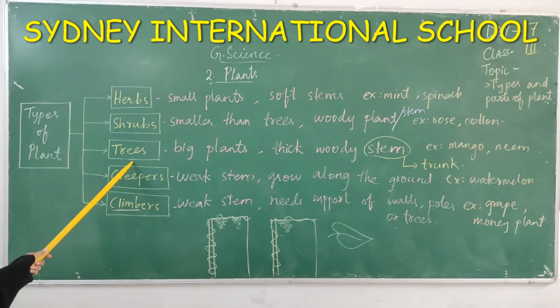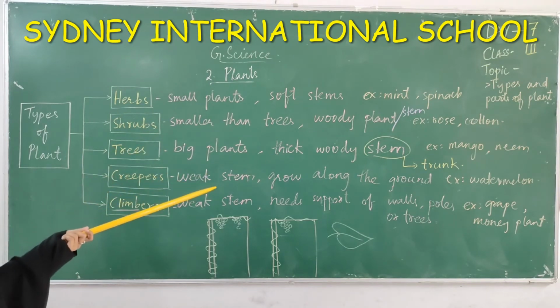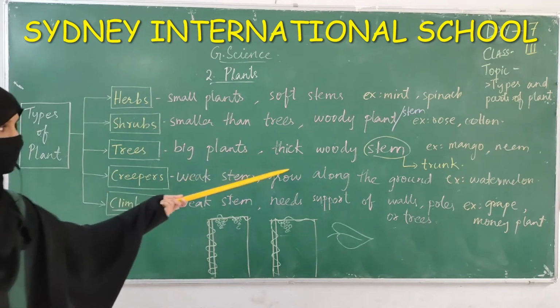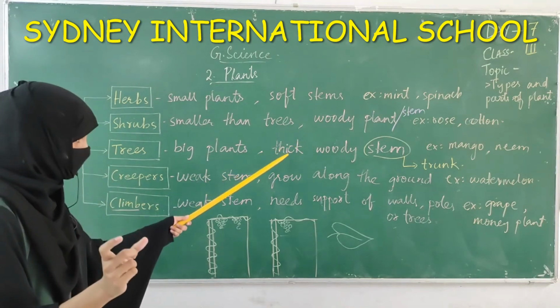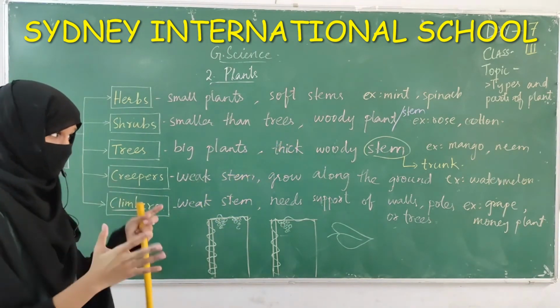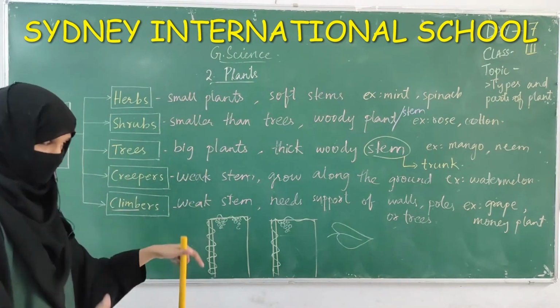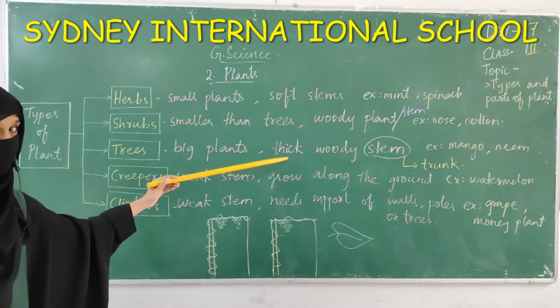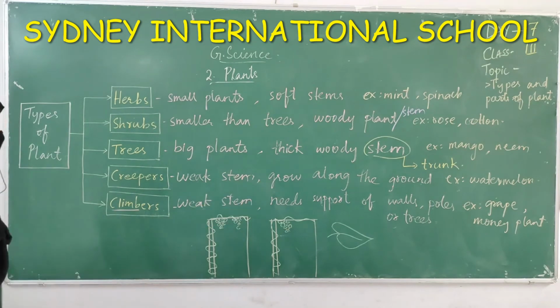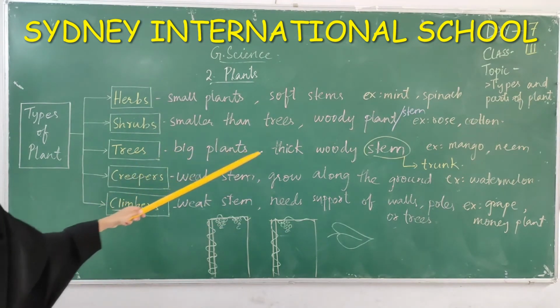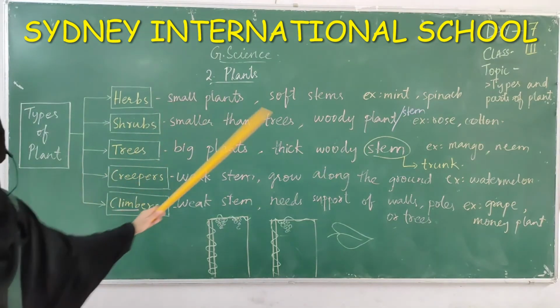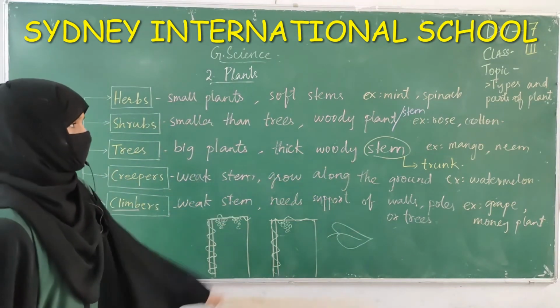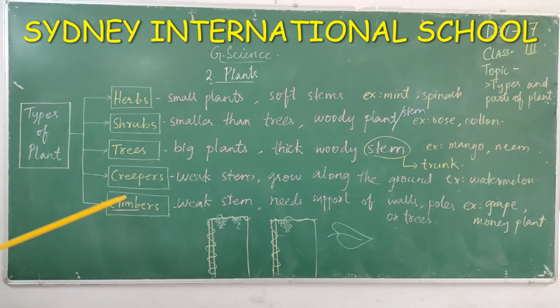Next we have trees. Trees are big plants and they also have thick woody stem. Here thick is not there, very thin only. Here the tree's trunk or the tree stem is very thick and fat. That's why I'm mentioning thick here. If you don't mention it, it will be wrong. So trees are big plants with thick woody stem and the stem of a tree is called a trunk. Example, mango and neem.